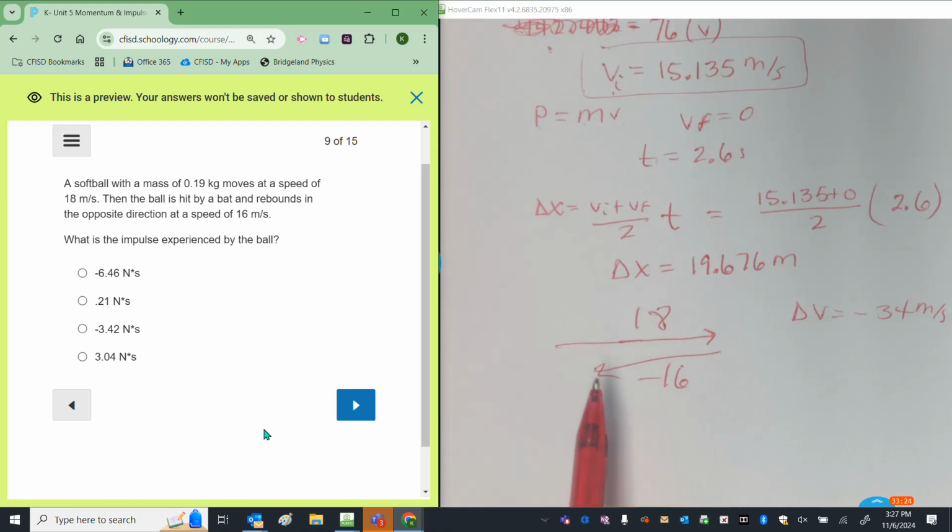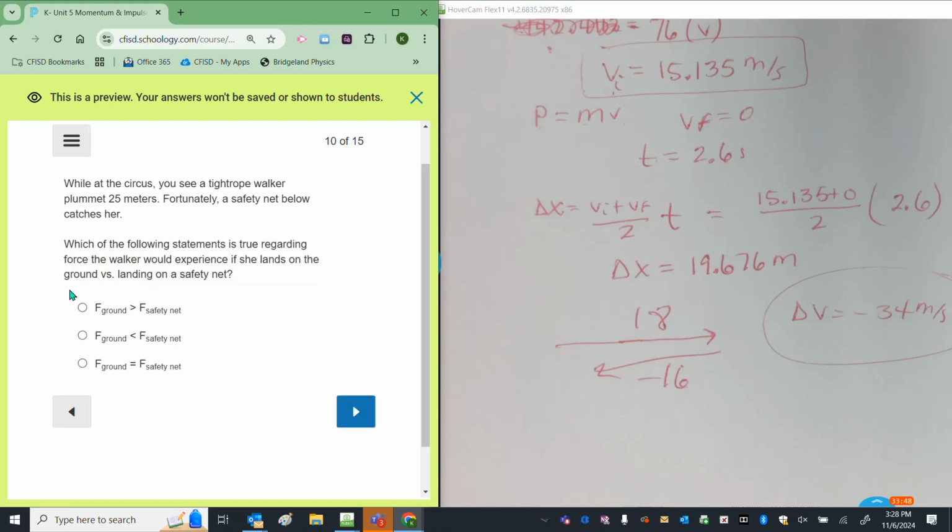Again, impulse is force times time, which I don't have, but it's also mass times change in velocity. There's my change in velocity. My mass is 0.19. It's in the question, so I just need to multiply my -34 times 0.19, and I get -6.46 Newton seconds. That should be the answer you selected here. Questions about this one?